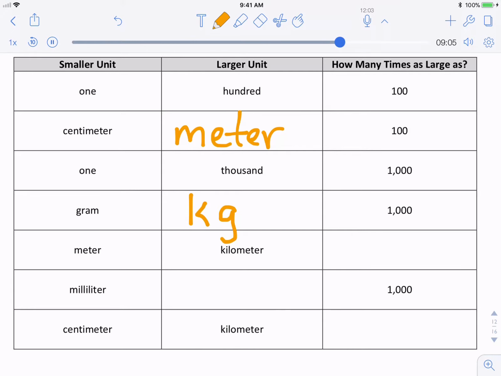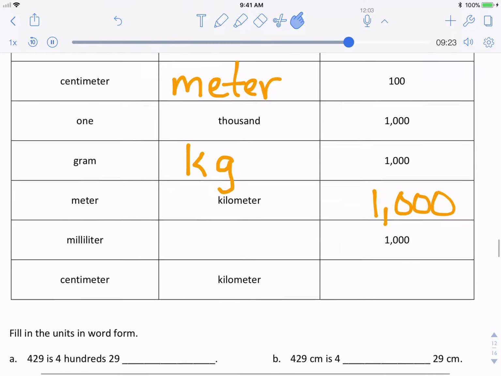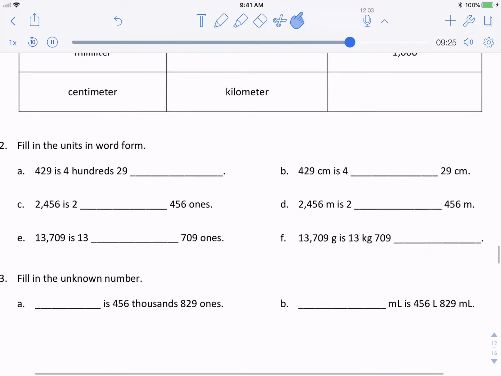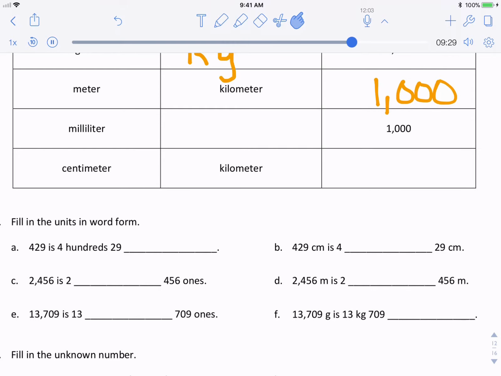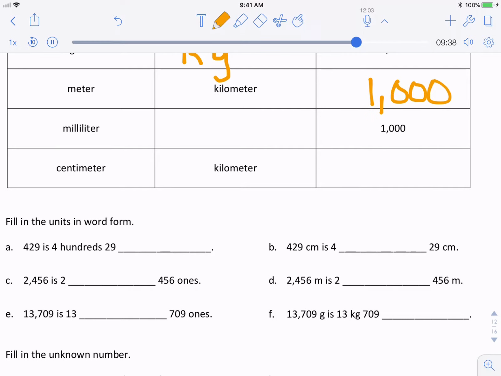So you start at the meter, you go to the kilometer. How many times as large as the meter is the kilometer? 1,000 times. Okay, now the next two, you're gonna wanna use your place value chart to help you. You're gonna start at the milliliter and you're gonna go 3 places to the left and see where you land. You're gonna start at the centimeter and you're gonna go to kilometer and you're gonna see how many places you moved. Remember, every place you move, you add a 0.